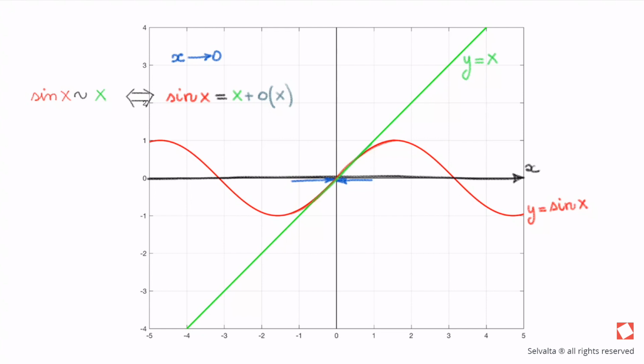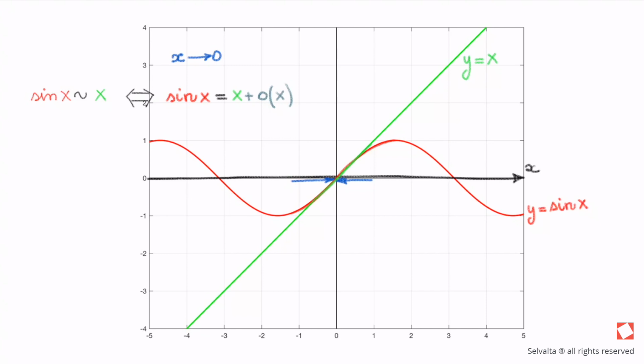The notation that uses small o emphasizes the error. The notation that uses the symbol of asymptotic emphasizes the behavior, the fact that the sine of x, the function red, and the function x, the green one, go to 0 in the same way.